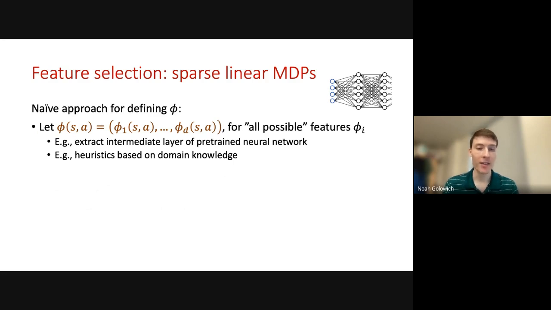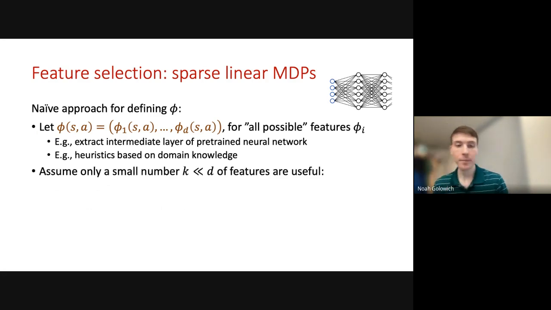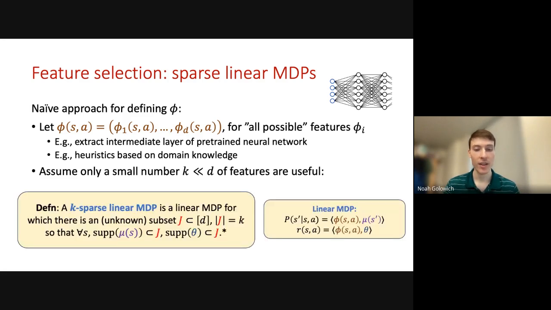Other possibilities, which are a little bit more old school in nature, would be to use heuristics based on domain knowledge to choose some other features phi_i. Now, the key assumption that we're going to make is that out of this large number d of features, only a small number k of them are actually useful in specifying the transitions. And this assumption leads us to the definition of a sparse linear MDP.